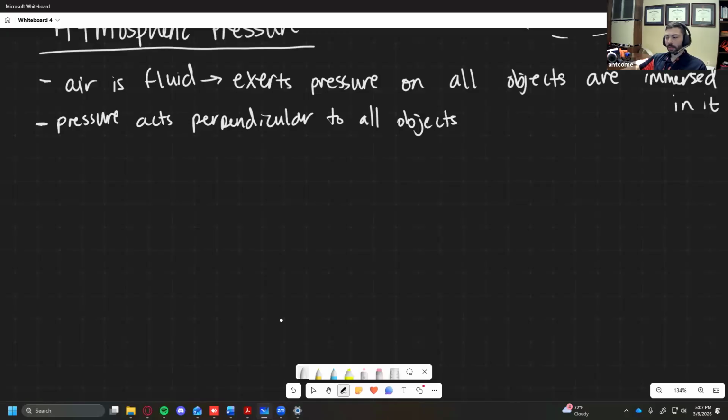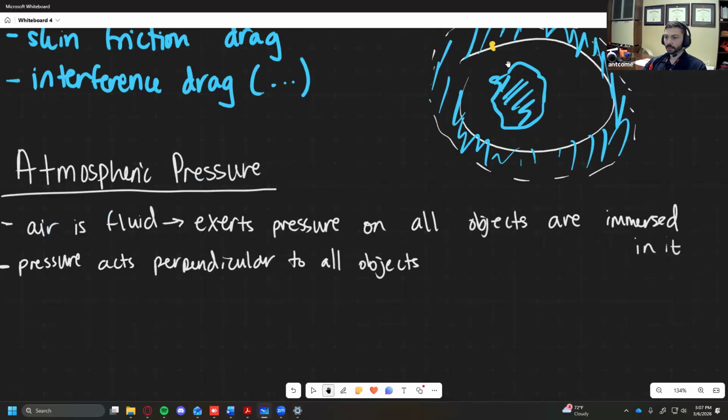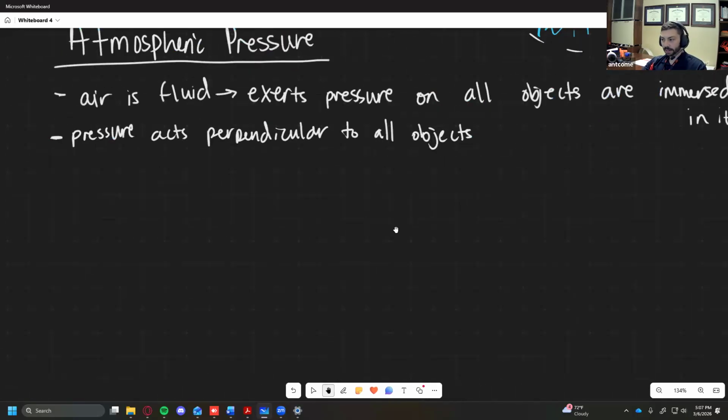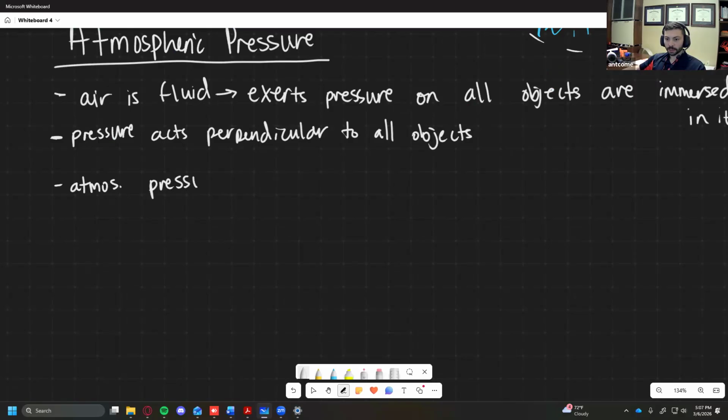Some of this pressure is coming from the weight of the atmosphere above us. For example, like I said, we're at the bottom of this ocean, so we have all this air that's falling down on us. So we have some pressure due to that. This is what's called atmospheric pressure. The thing that we're used to calling atmospheric pressure is basically the pressure that acts down on you because you're at the bottom of this ocean of air. So that's basically that term.